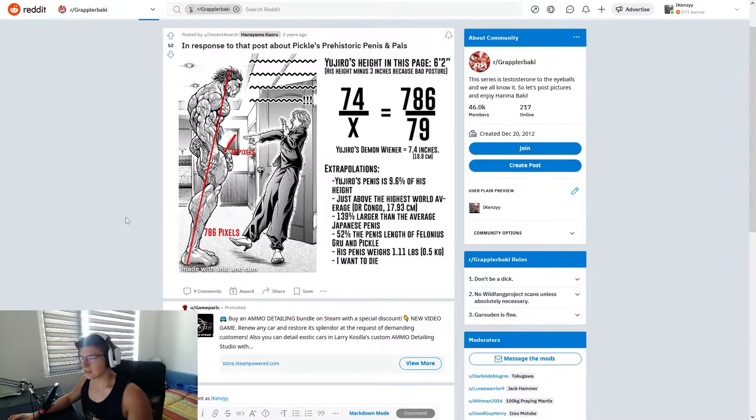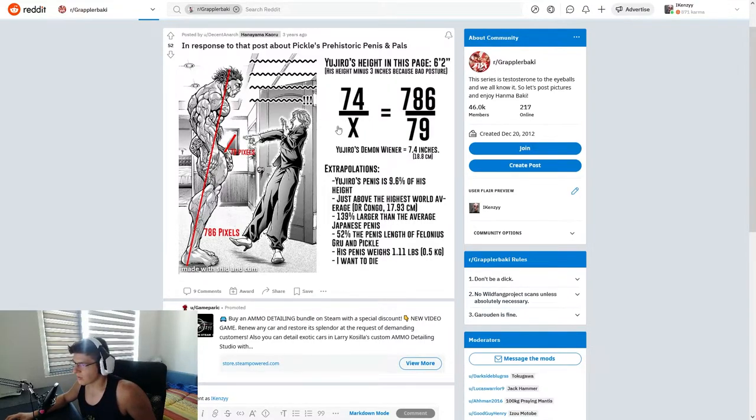But now let's go to the second guy, who also uploaded his video, his post about 3 years ago. But he used a much more accurate method, which I think got a lot closer, but not quite in my opinion. So Yujiro's height in this page is 6'2", his height minus 3 inches because of bad posture, which I think is very accurate, since you can really see Yujiro is kind of like bent over, he's not standing straight. But again, Yujiro's height is not 6'5", it's 6'3", but whatever.